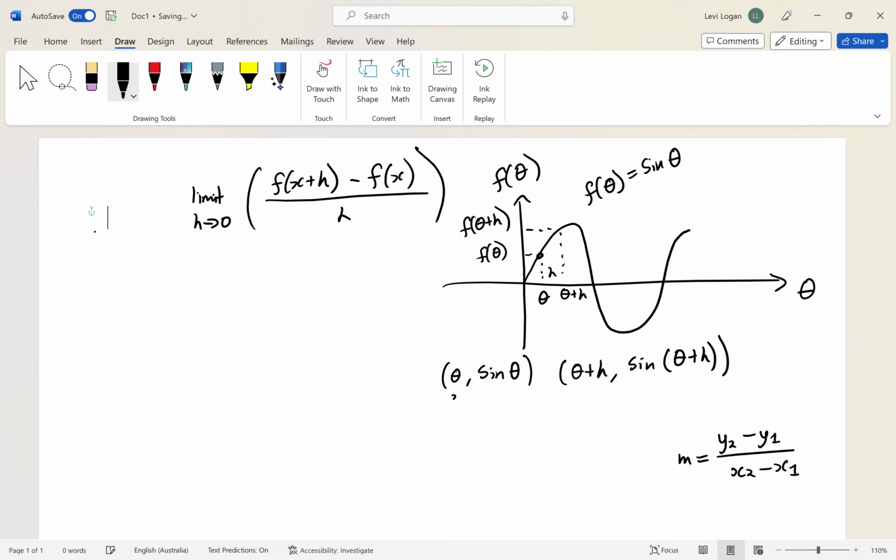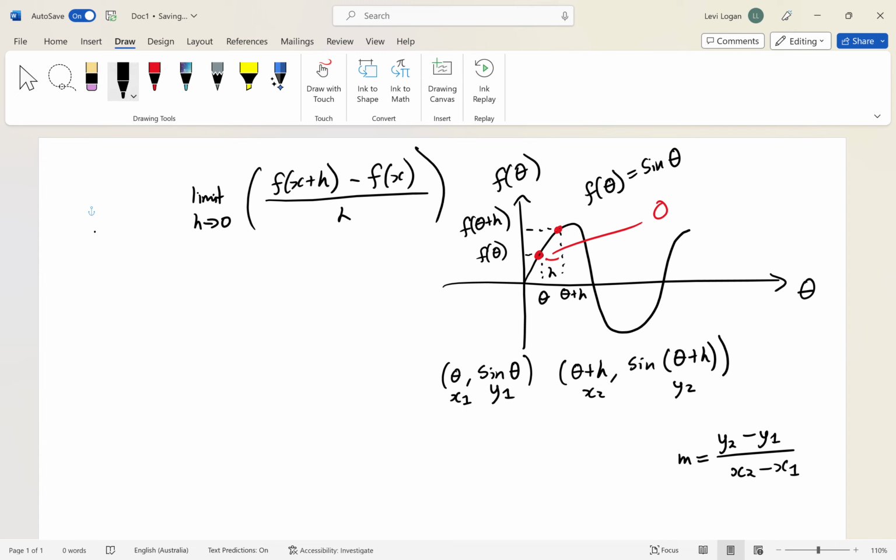So this is x1, y1, x2, y2. For instantaneous rate of change, we want this point here to basically go on top of this point here. So this distance here needs to go to zero, not theta. That's why we get our limit here. I'm just re-establishing our first principles over here.